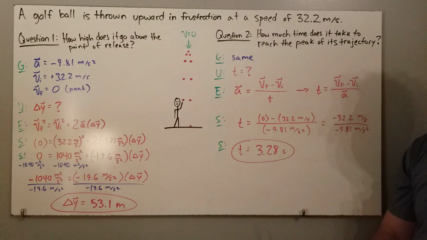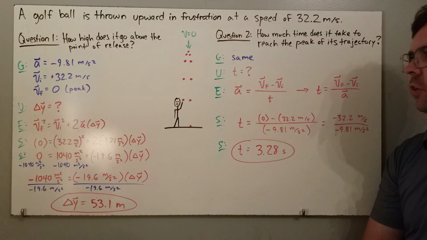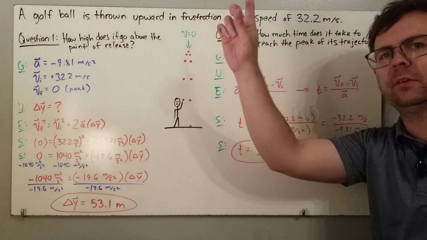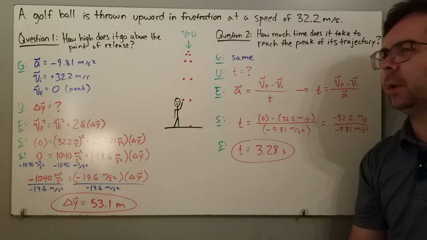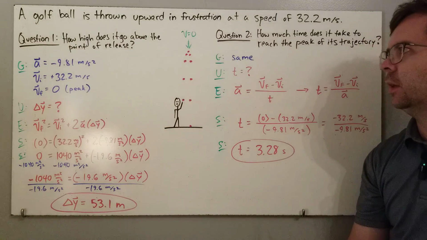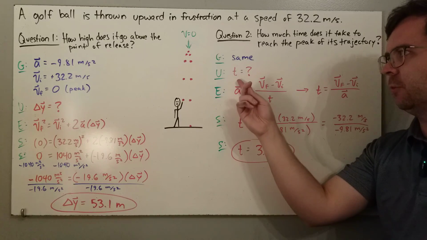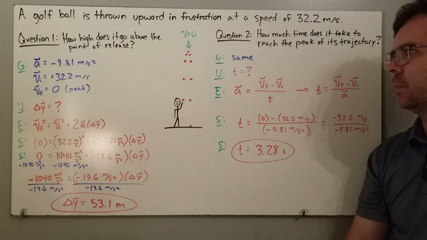On the other question, it says, how much time does it take for that ball to reach the peak of its trajectory? So we're dealing with the same situation here. It's reaching the peak of its trajectory again, but how much time goes by? So all the given information is the same over here. The only difference is we're now asked to find the time.